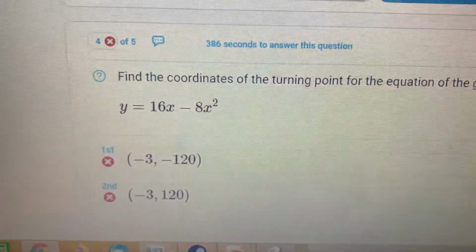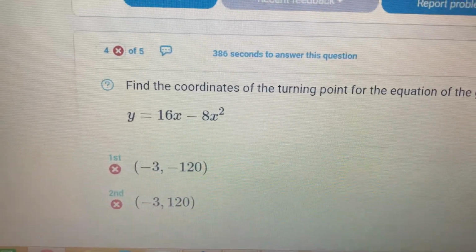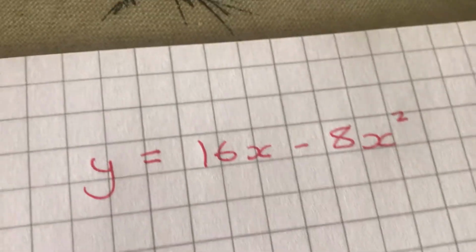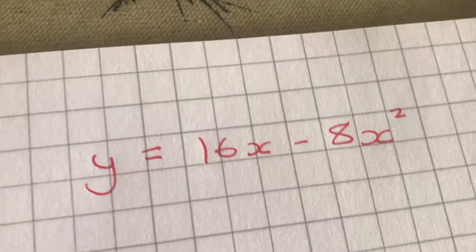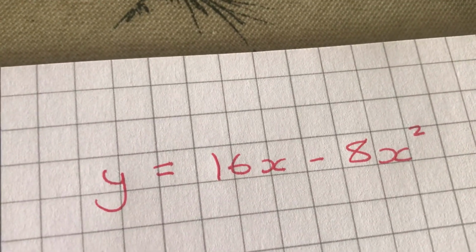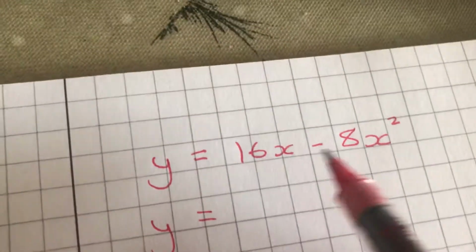So we've got y equals 16x minus 8x squared. Okay. There's only one way: we need to complete the square. We can't complete the square for this in its current form. So what I'm going to do is make this look nicer.